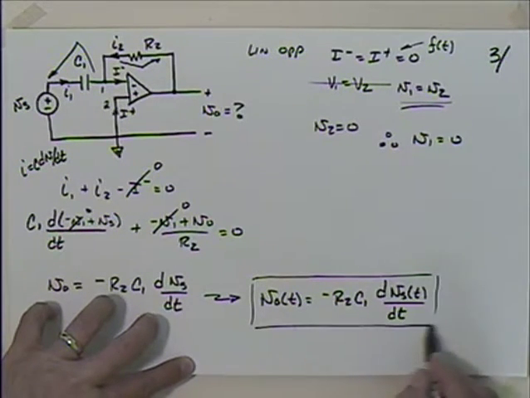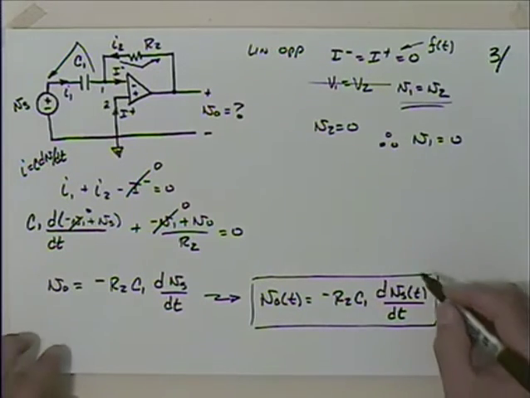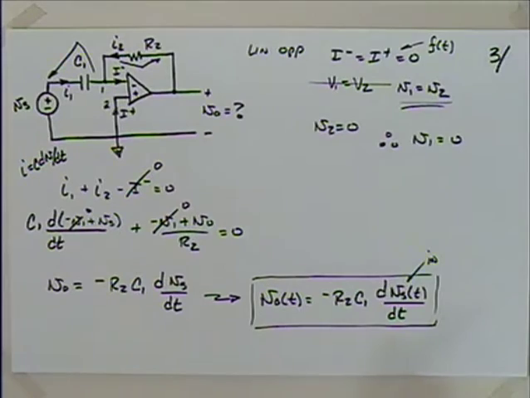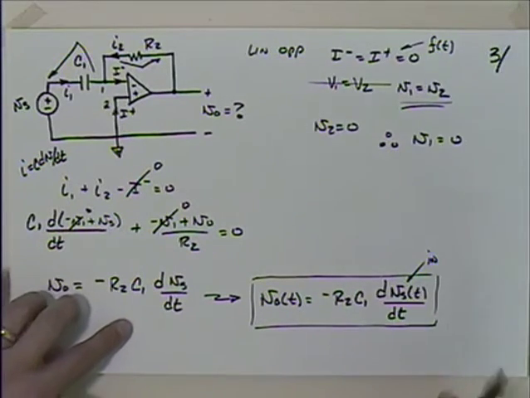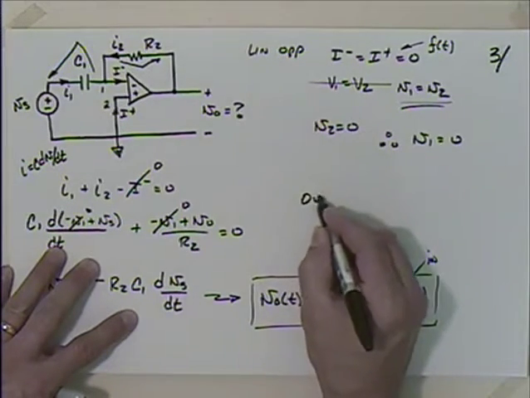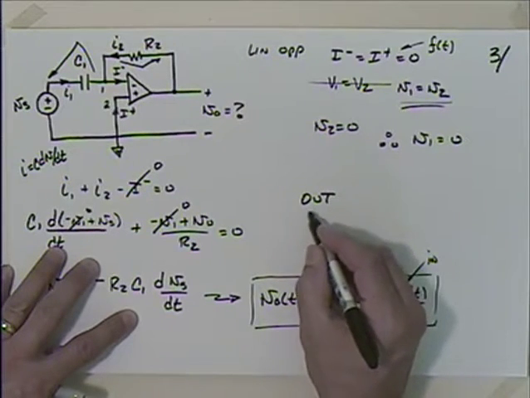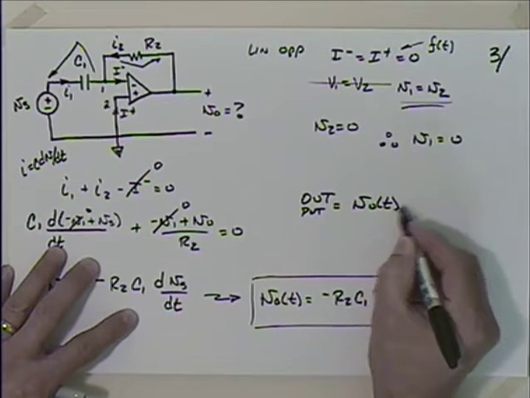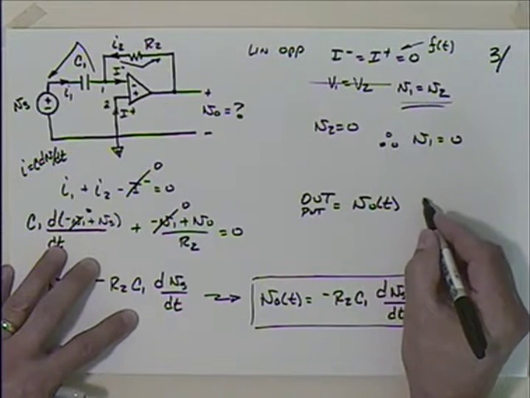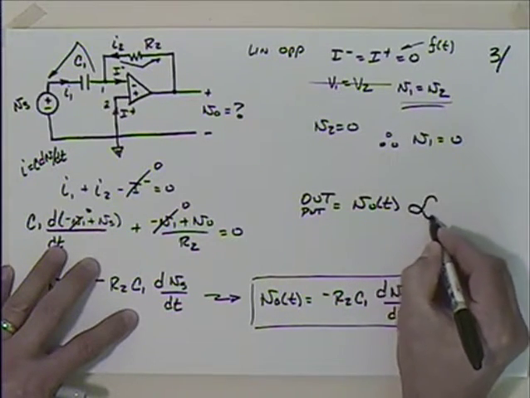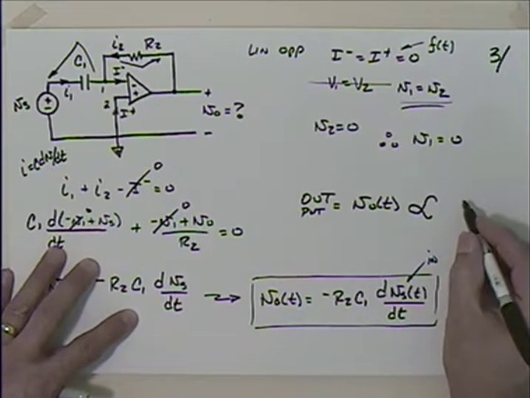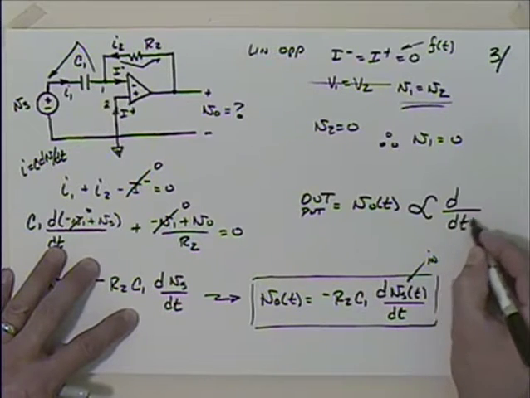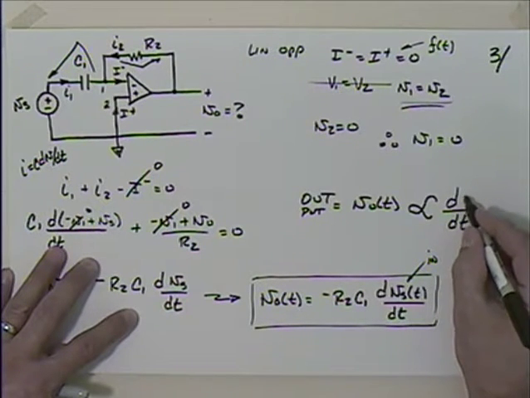And we look at what this does, and if I have the input signal, this is what's going in. What's it doing to that? It's actually differentiating it, isn't it? So we could say that our output, which is equal to V0 of t, is actually proportional to the derivative of the input.